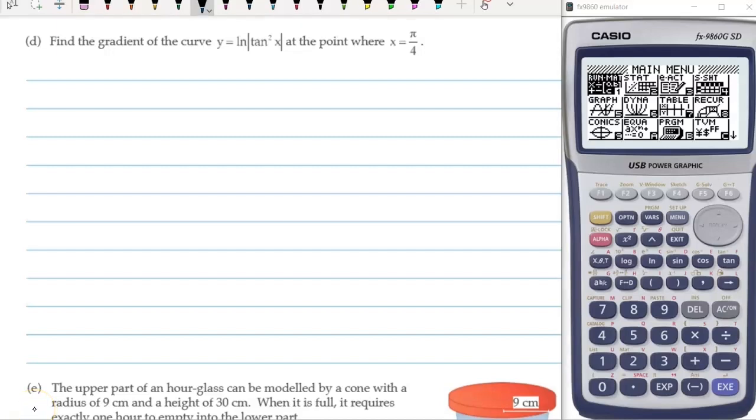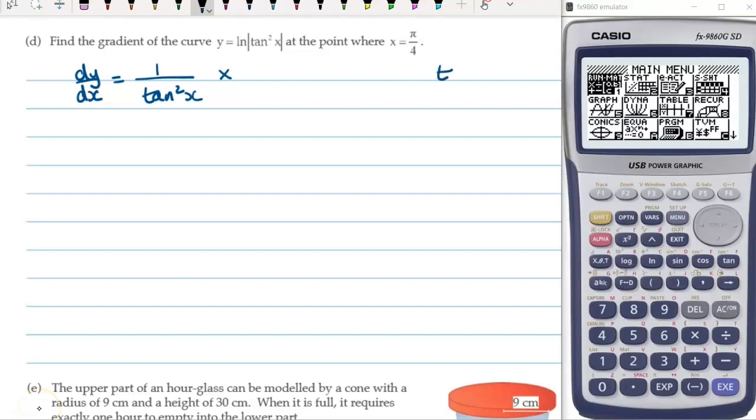Okay, for part D, we've got a somewhat tricky function to work with here. We're going to be doing the chain rule on this. Our inside function is the tan squared x, the outside function is the natural log of x, and that outside function wraps around all of that. So you can see that it's a chain rule. So for chain rule, we differentiate the outside, which will be 1 over the thing that was inside of it, and then times by the derivative of the inside.